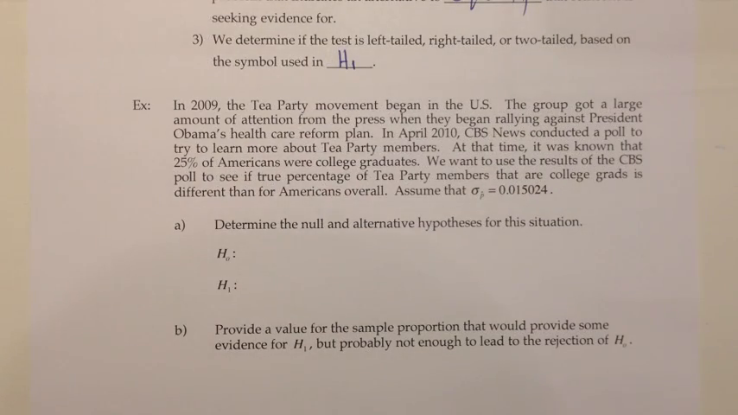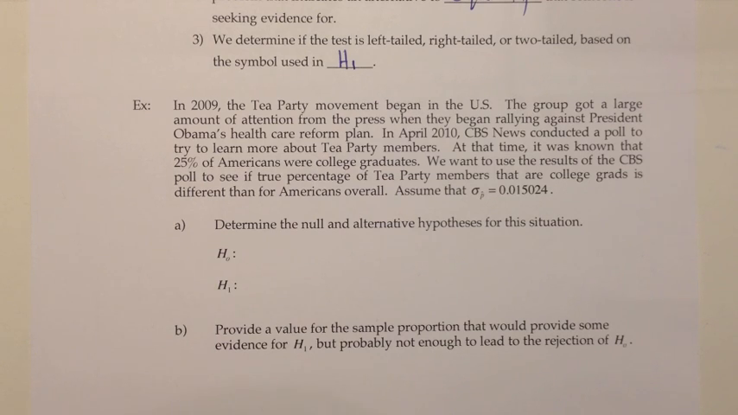In 2009, the Tea Party movement began in the U.S. The group got a large amount of attention from the press when they began rallying against President Obama's health care reform plan. In April 2010, CBS News conducted a poll to try to learn more about Tea Party members. At that time, it was known that 25% of Americans were college grads. We want to use the results of the CBS poll to see if the true percentage of Tea Party members that are college grads is different than for Americans overall, and assume that the standard deviation of p hat is about 0.015024.